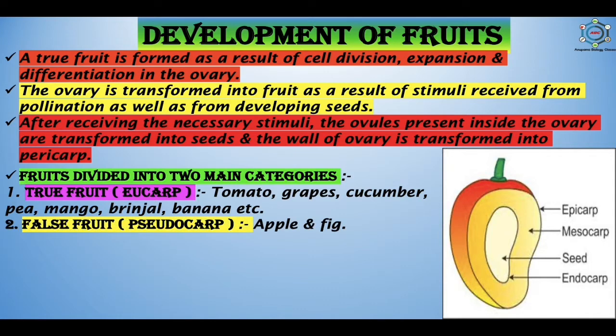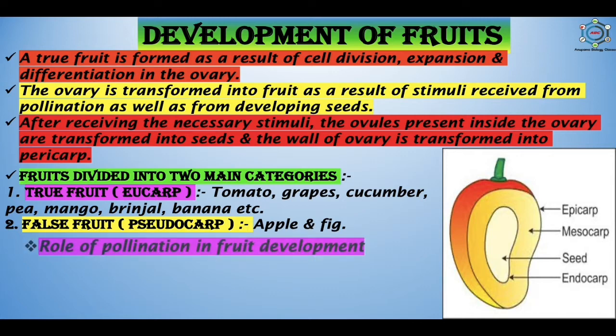And the second is false fruit, which is known as pseudocarp. And you know that the false fruit is derived from the ovary along with other accessory floral parts. And the examples are, as in the case of the apple and fig, the main edible part of the fruit is the fleshy receptacle. And you know what is receptacle, which we discussed earlier.